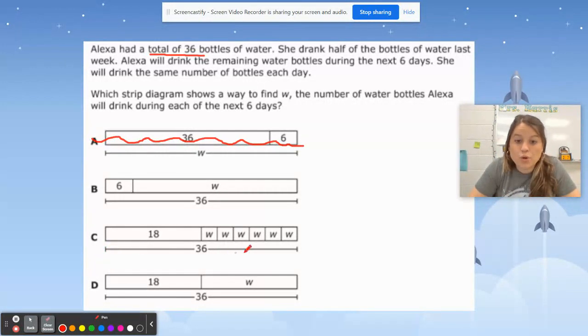C is telling me the total is 36. Okay, that's what I want. D is telling me the total is 36. That's what I want. Okay, so far my totals are correct.